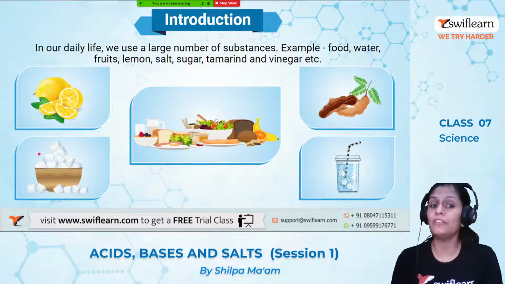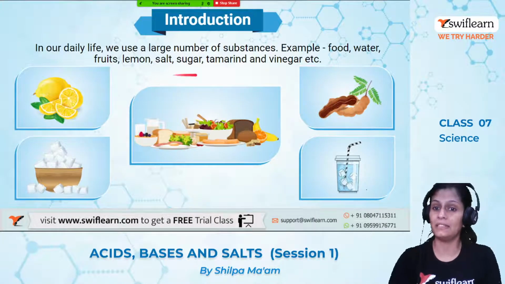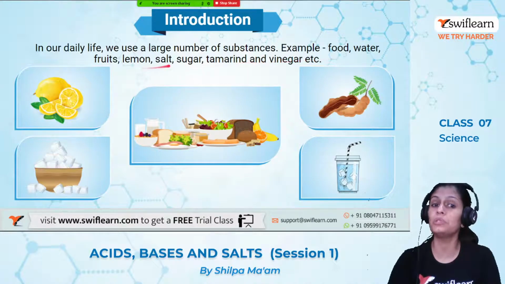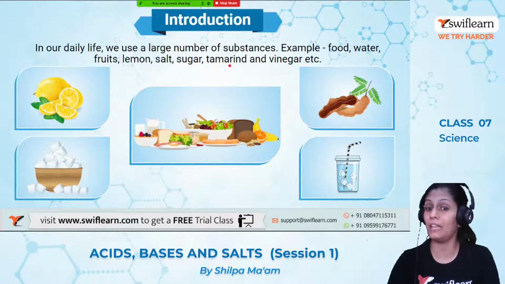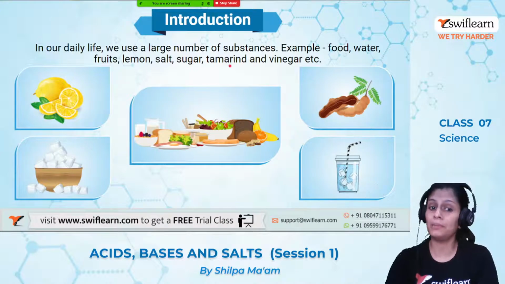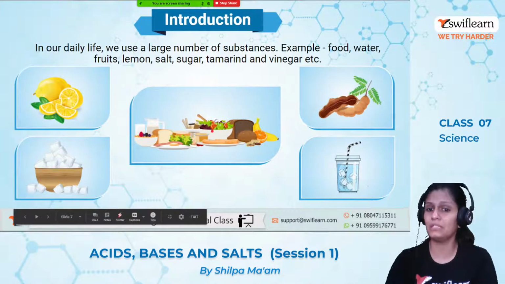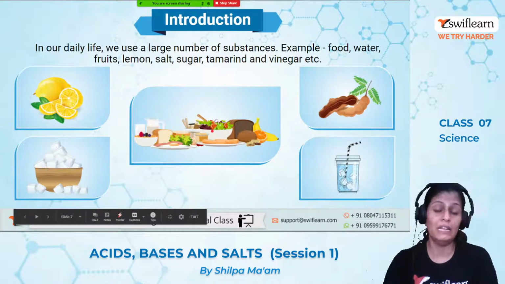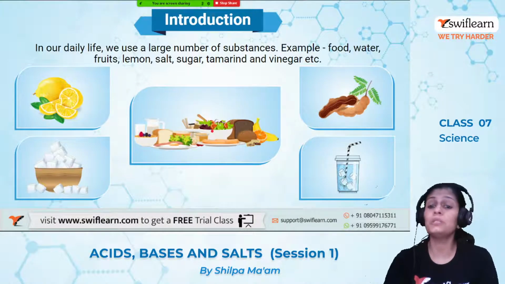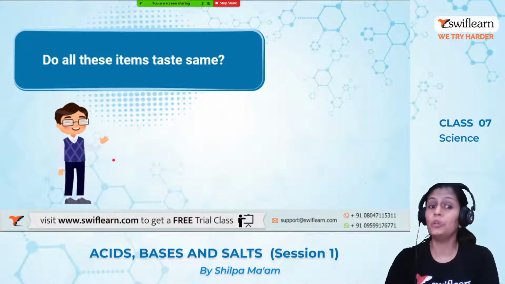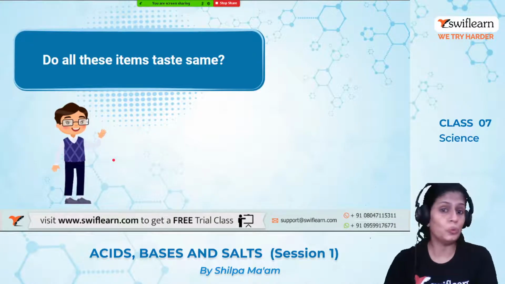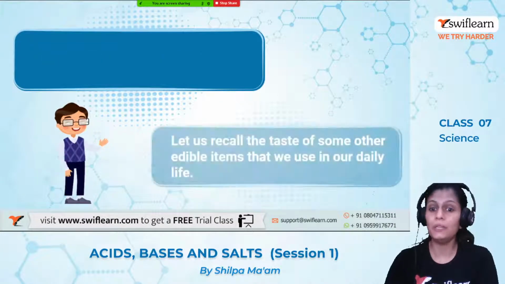In our daily life, we use a number of substances around us, that is food, water, fruits, lemon, salt, sugar, tamarind and vinegar. You can just have a look at the picture. There are so many things around us. Some taste sweet, some taste sour, some taste bitter and some taste very nice. So we are going to differentiate between them. Do all these items taste the same? No, not at all. They don't taste the same.